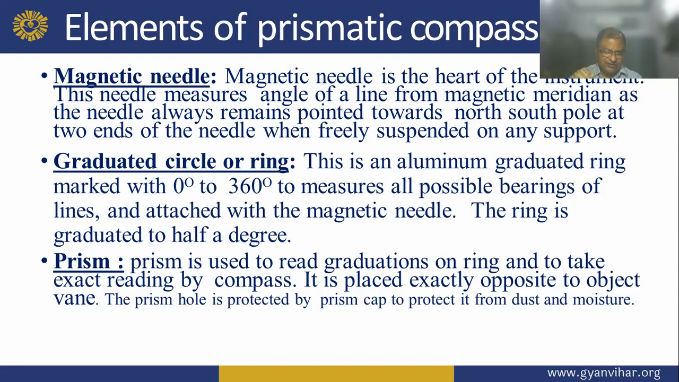So the prism is used to read the graduated ring and take the exact reading of the compass. It is placed exactly opposite to the object vane, and the prism is protected by a prism cap to protect it from moisture.